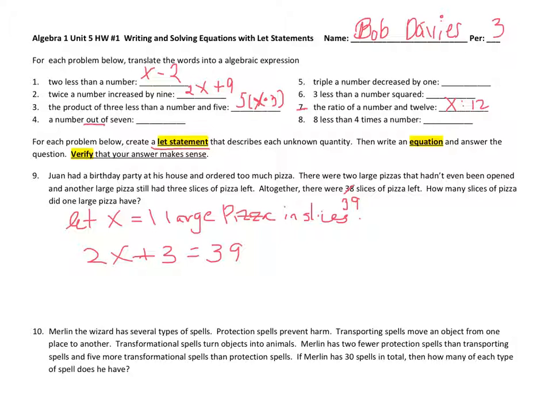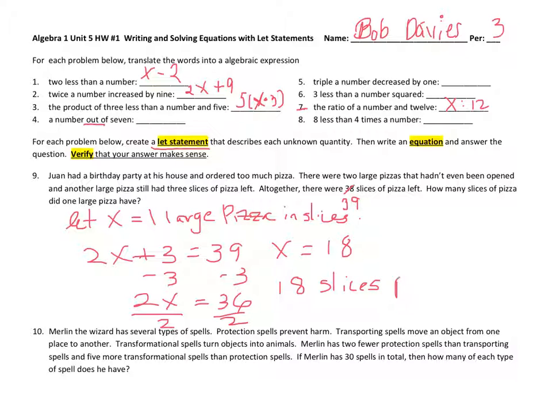Our first step to solve for x would be to subtract 3, and we get 2x equals 36. If we divide each side by 2, we get x equals 18. So there are 18 slices per large pizza.